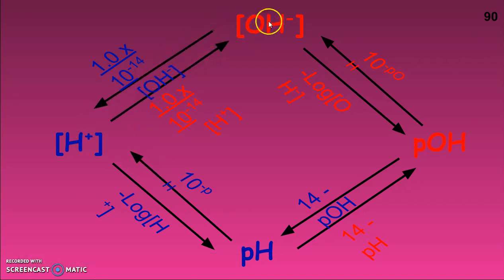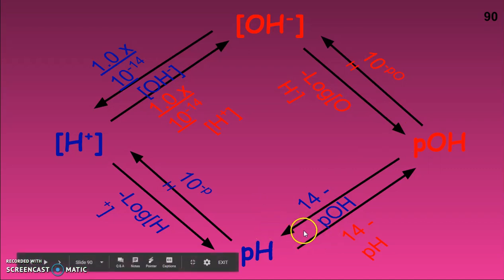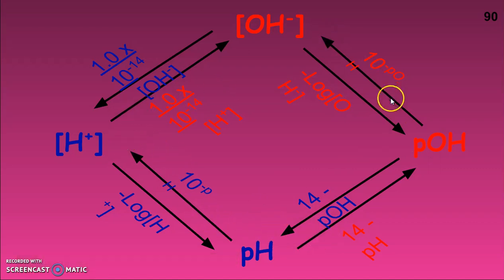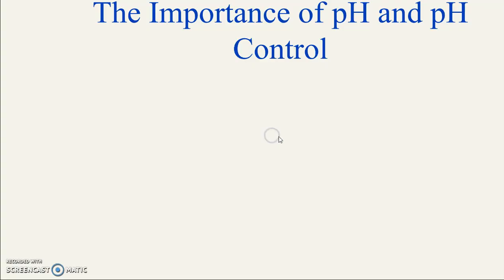You can go from hydrogen concentration to hydroxide. You can go from hydroxide to pOH. You can go from pOH to pH. This is just another table that'll tell you what equation to use as you are making the transition from one to the other.